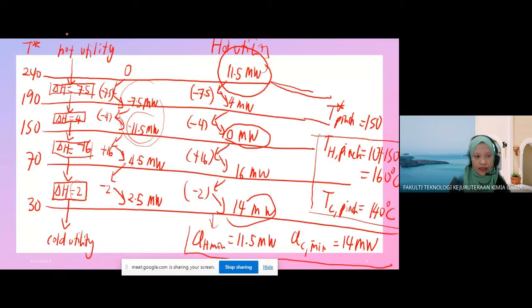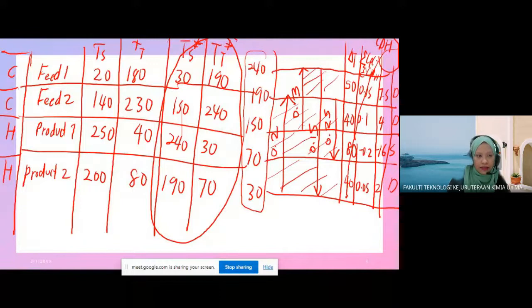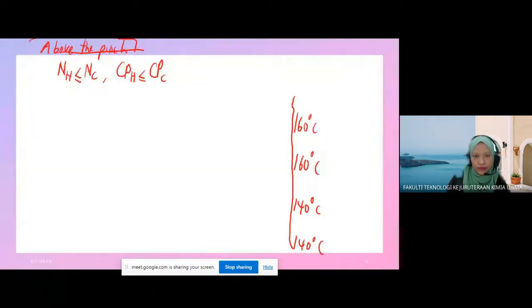Above the pinch area, if you can recall your composite curve, this is your composite curve, right? So let's say this is your T pinch. The area above the pinch is here, meaning high temperature, and the area below the pinch is with low temperature. So above the pinch is the area above the pinch temperature.